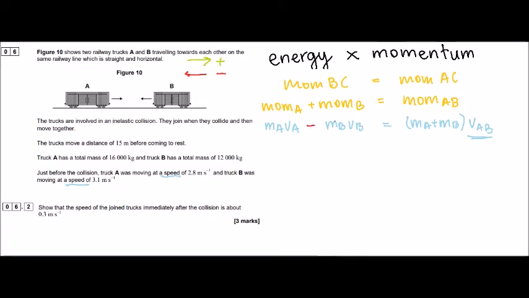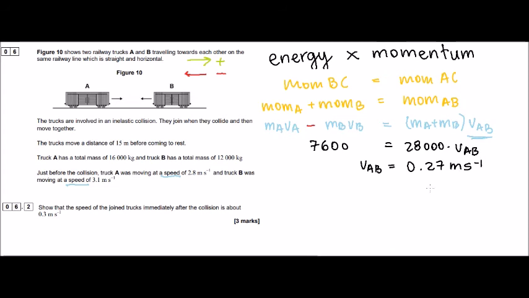Now we can plug in the numbers and we get that 7,600 is equal to 28,000 times velocity of AB. Dividing that, we get that velocity of AB is just around 0.27 meters per second.